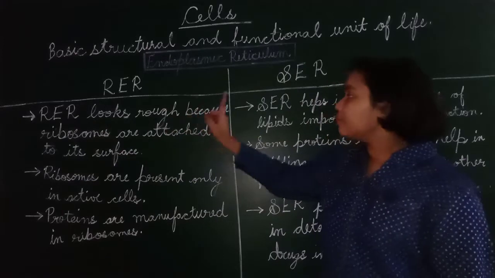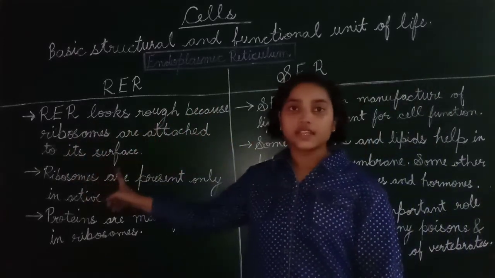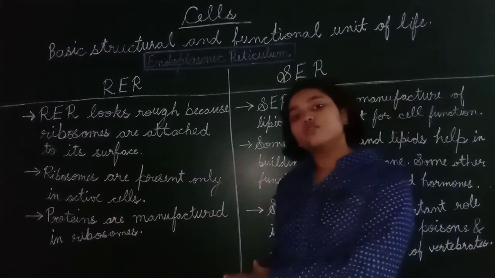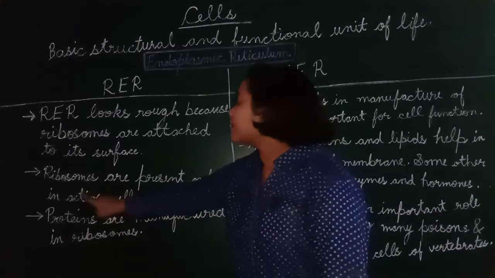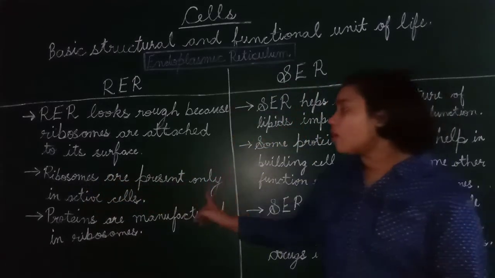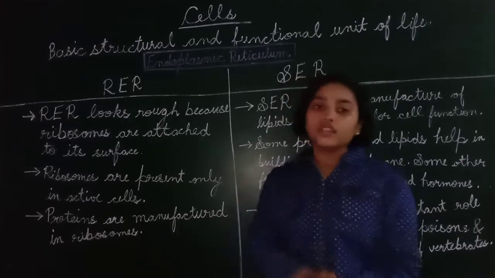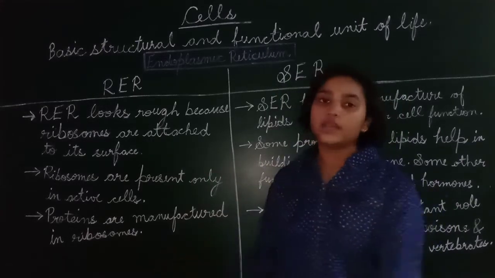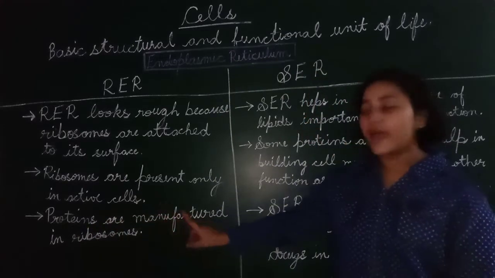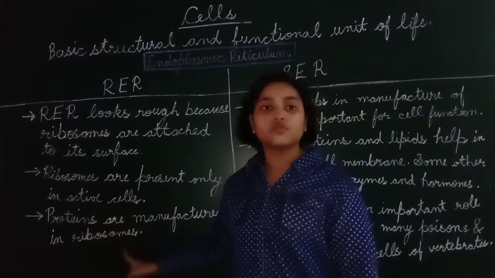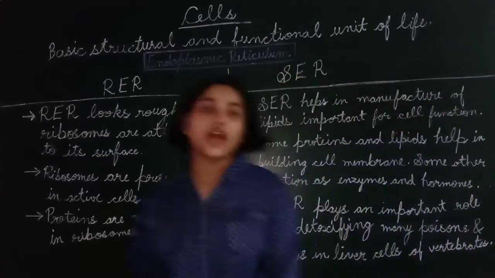RER looks rough because ribosomes are attached to its surface. That's why it is called rough endoplasmic reticulum. Ribosomes are present only in active cells. Proteins are manufactured in ribosomes. Ribosomes are the sites for protein manufacture.